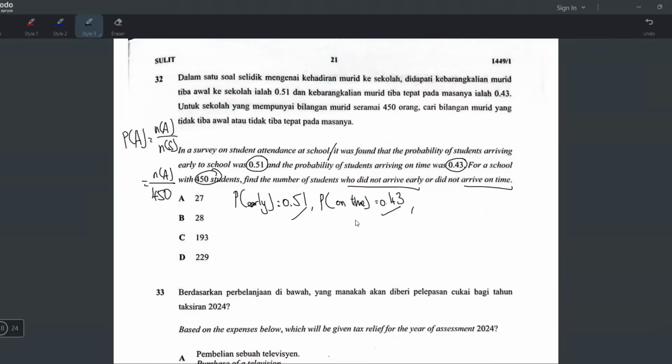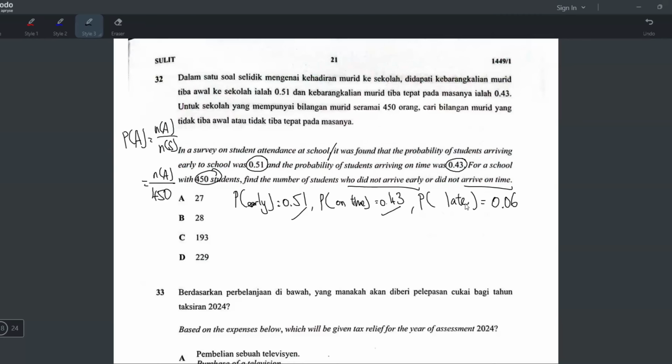So that means ada lagi satu probability, is the probability for late. Okay, yang ni probability of early, this one is on time, satu lagi is for late. And how I know that is because total probability is always 1. So if this plus this is not 1, that means there's one more lah, and it's for late, and it's 0.06. Yang 0.06 ni datang dari mana? 1 minus 0.43 minus 0.51. That's how you get that.